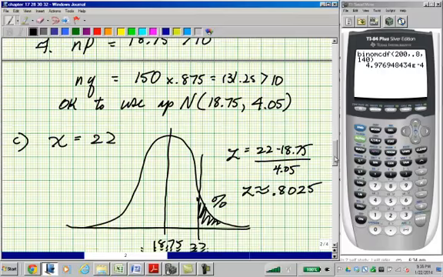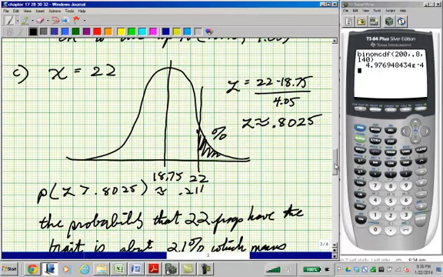So the question C is, what's the probability of getting 22 frogs or more? So we do 22 minus 18.75 divided by 4.05. The z-score is 0.8025, and so that's going to lead to a probability of 0.211 using normal CDF.